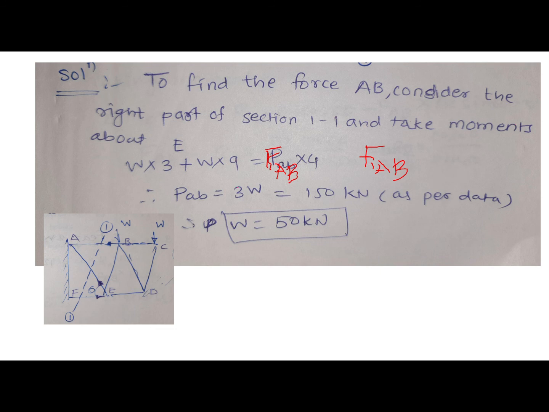Here you can observe the perpendicular distance of each W from this point E about which we are taking the moment, and also the sense, whether it is a clockwise bending moment or an anti-clockwise bending moment about the particular member and the particular vertical distance. So by solving the problem we get the value of W is equal to 50 kilonewton.